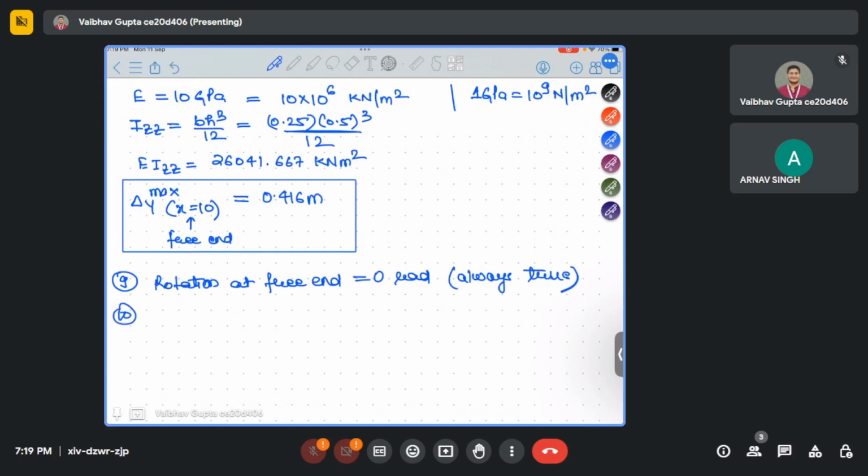Okay, 10th part. Rotation at the free end. Sorry, above I wrote free, it is the fixed end, not the free end. Rotation at the free end is equal to the first derivative of delta, which is the deflection, at x equal to 10, because the free end is located at x equal to 10 meter.